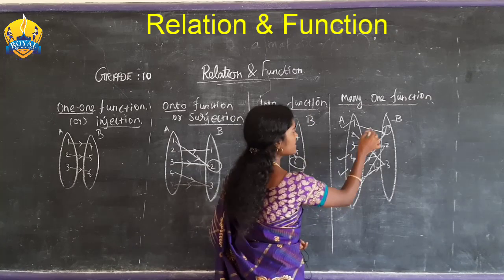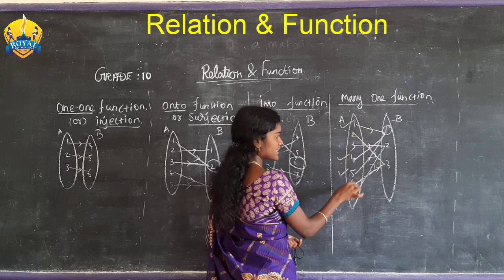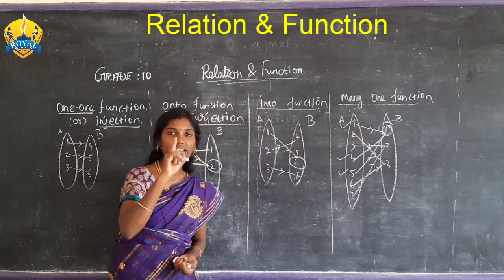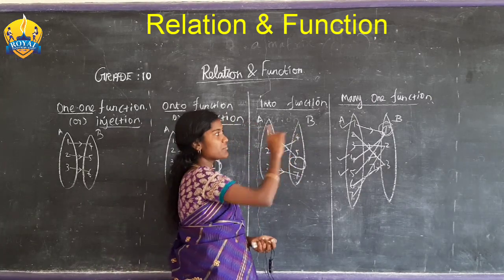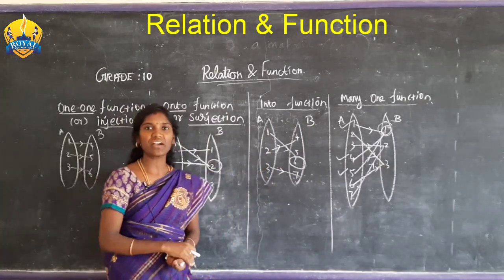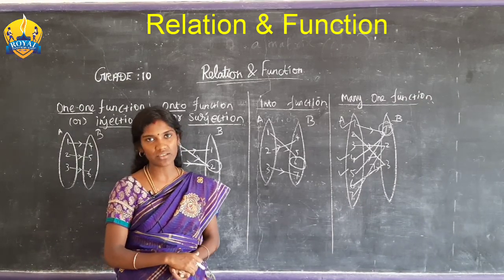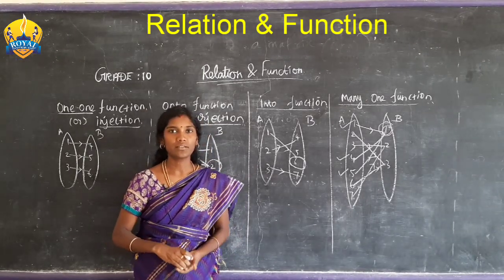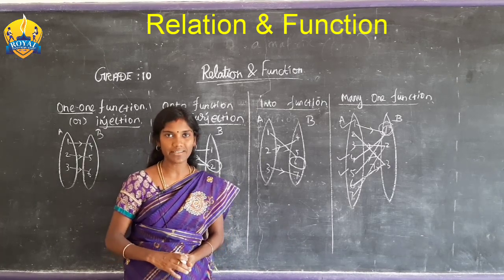Many-one function means one, two or more elements in A have the same image in B. Two or more elements in A have only one element in B, which is called many-one function. Bijection means one-one function and onto function are combined together, it is called bijection. By using these types, we will do exercise 1.4. Now I am going to enter the exercise.